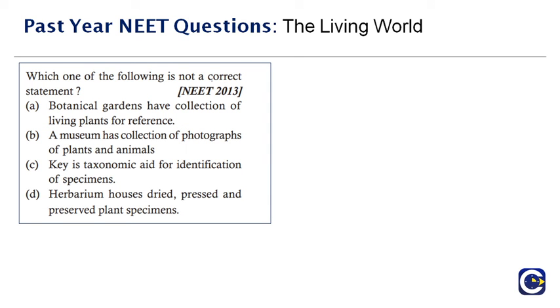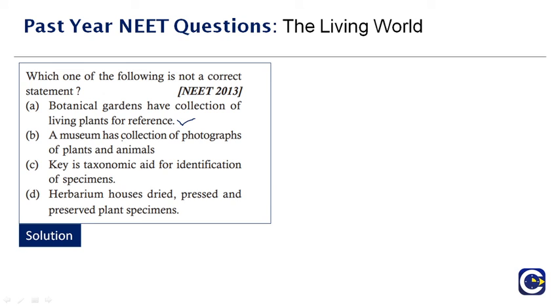Which one of the following is not a correct statement? This is a very simple question. You have to read each statement and see which one is wrong. Look at the first statement: botanical gardens have a collection of living plants for reference. Of course, this is correct. You all have seen in botanical gardens they have a collection of living plants, and this will tell you. You might have come across different plants which you haven't seen in your day-to-day life.